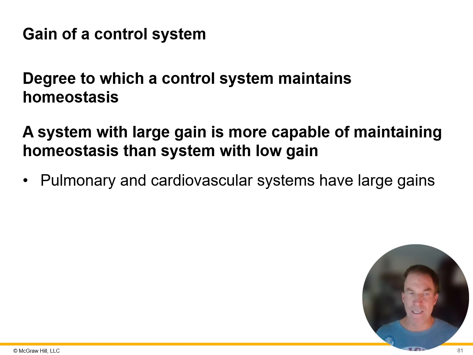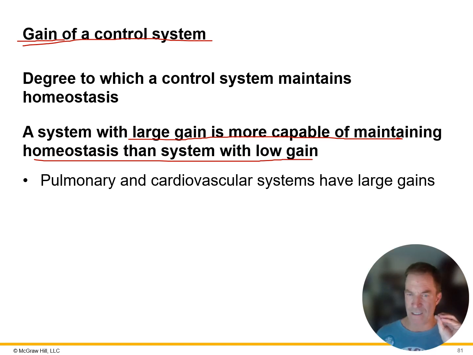Okay. A gain of a control system. That's a good thing to know. It's basically the accuracy of it. So a system with a large gain is more capable of maintaining homeostasis than with a low gain. It's basically saying how sensitive it is. So a larger gain is greater sensitivity, and they have more ability to adapt with that. So they can gain more or gain less. Okay, so that's a good way of putting it.